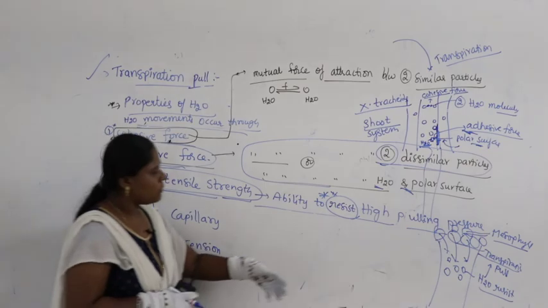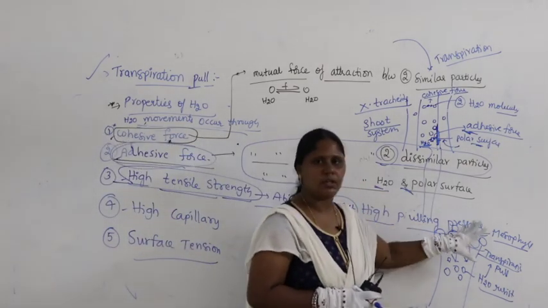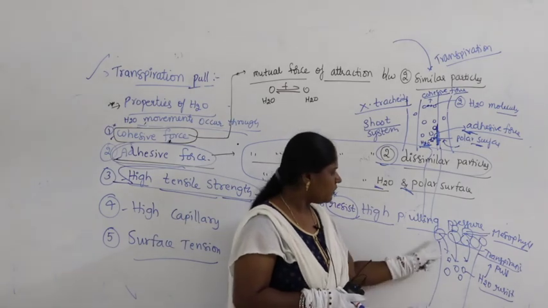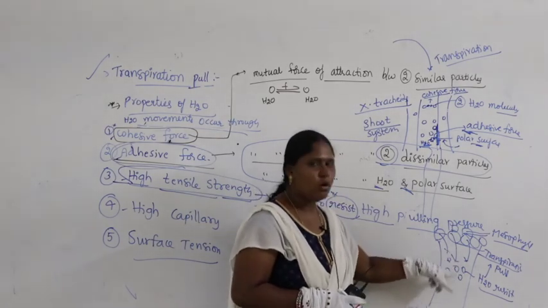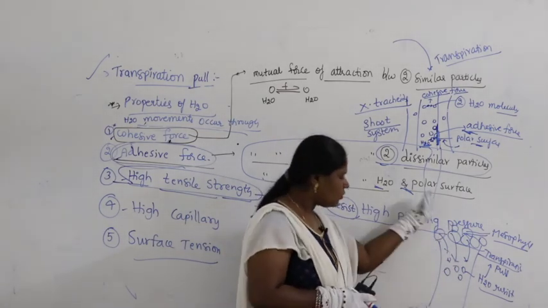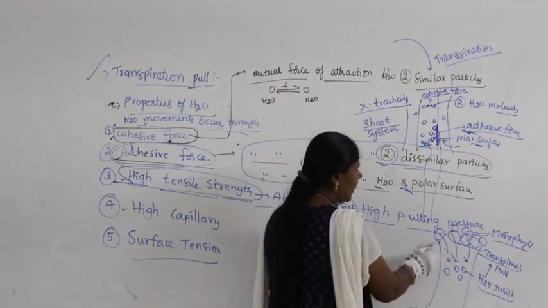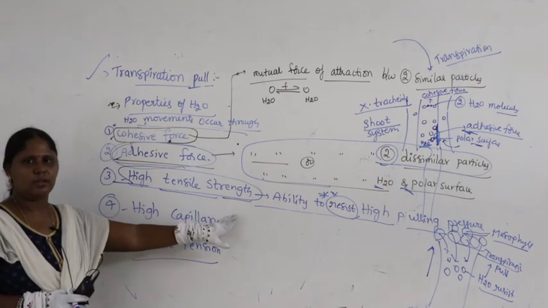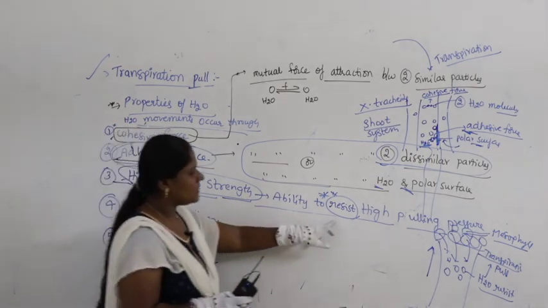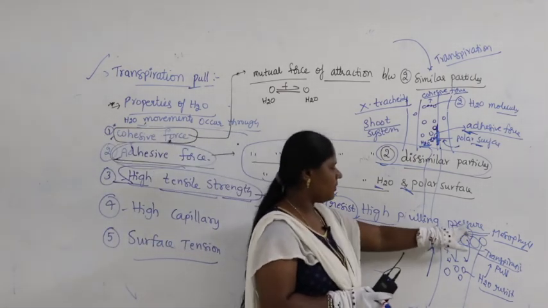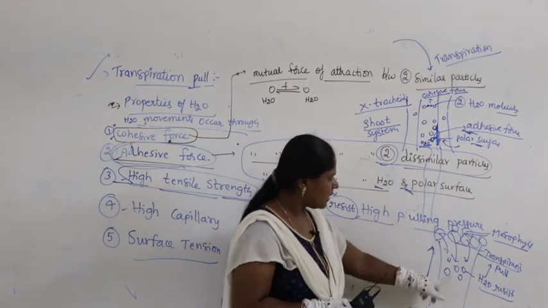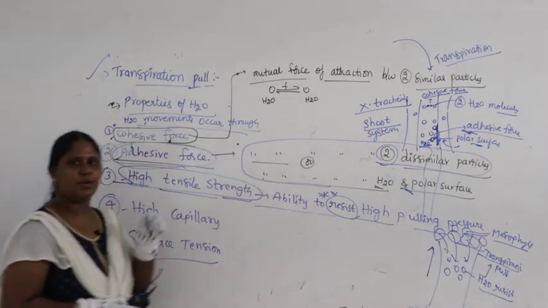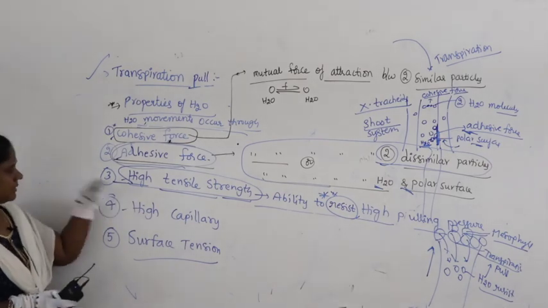So much pulling force is applied here, and water shows resistance to that. Even though so much pressure is applied, water resists it and starts moving in the upward direction. That property of water itself is called high tensile strength. Guys, I repeat: ability to resist high pulling force or pressure.